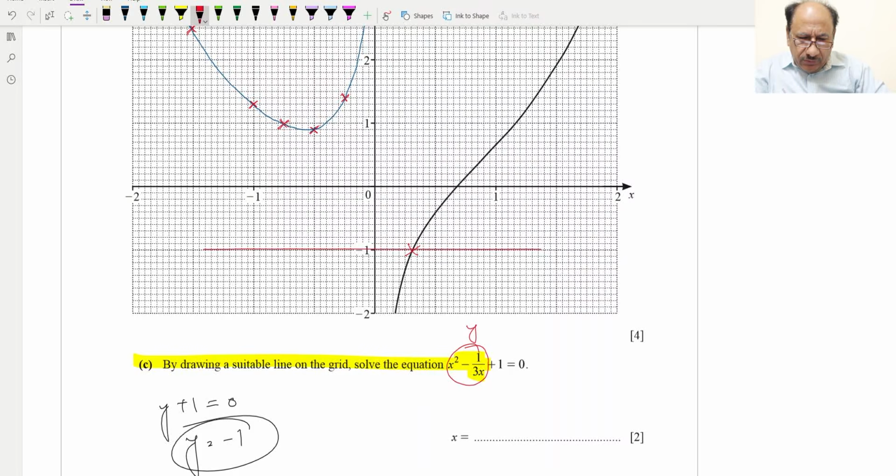So we have to check this point, and what is this point? This point will be up to this reference. Two small boxes are equal to 1. So 1, 2, 3. So this is basically 0.3. So the x value is 0.3. We can write our answer over here, 0.3, and this is 2 marks.